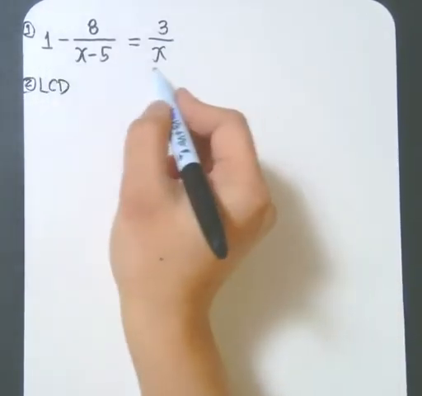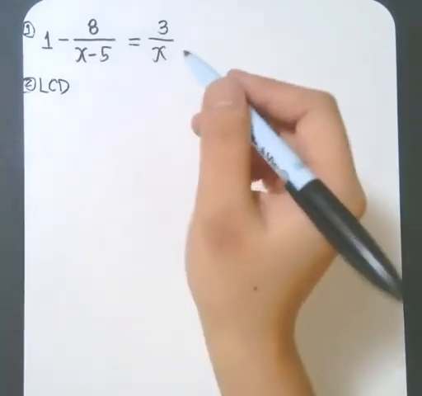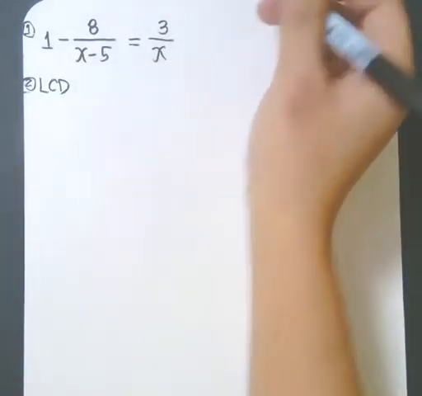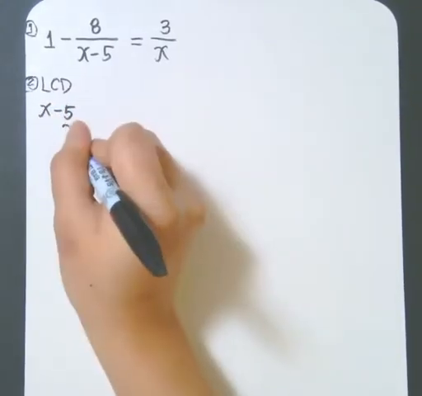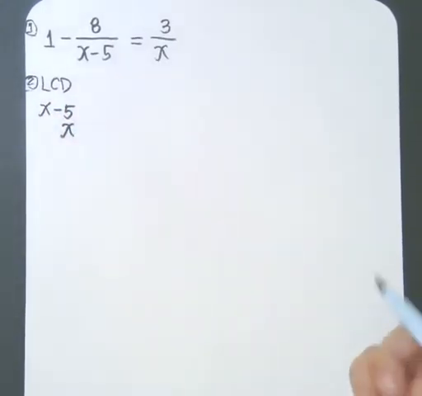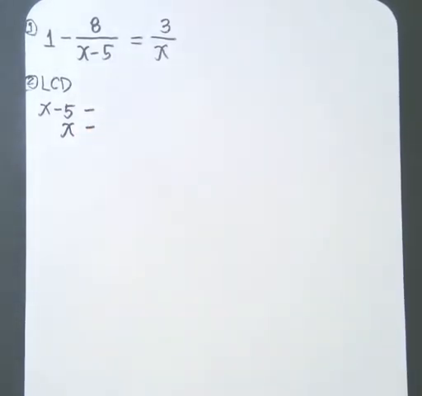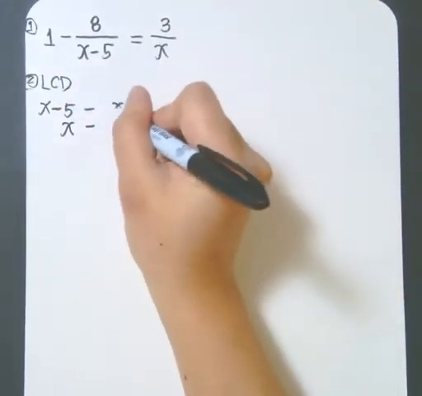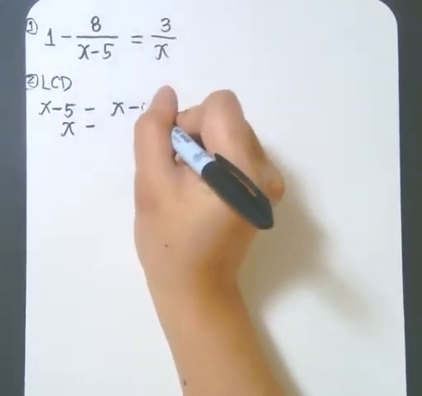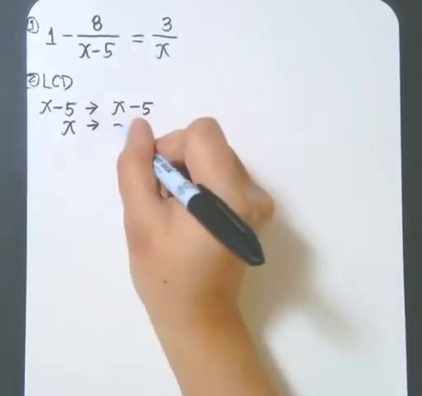Identify all the denominators that we have in the given equation. x minus 5 and x. After we write our denominators, let's factor them out. x minus 5 cannot be factored anymore. We will just write x minus 5. And x is just a variable. We will not factor this. We write x.